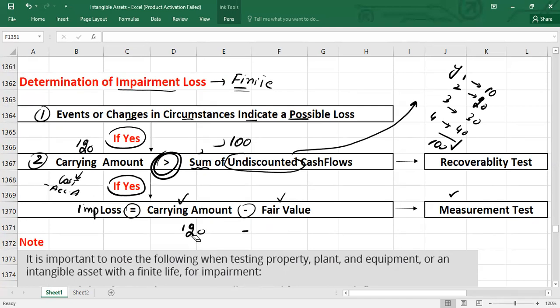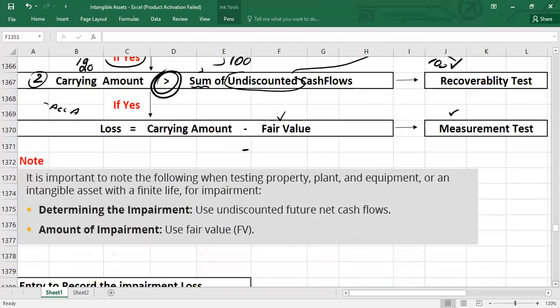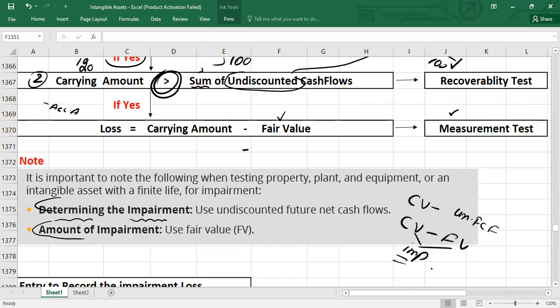Please note this point. What am I saying? When you want to determine the impairment loss, like the recoverability test, you compare the carrying value with the undiscounted future cash flows. But when you want to quantify the amount of impairment loss, when you want to measure it, you have to compare the carrying value with the fair value. The difference between carrying value and fair value is your impairment loss, which you will take to the income statement, and you will reduce the value of the asset.